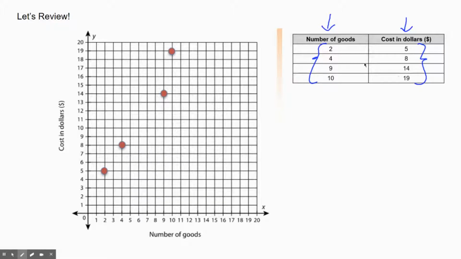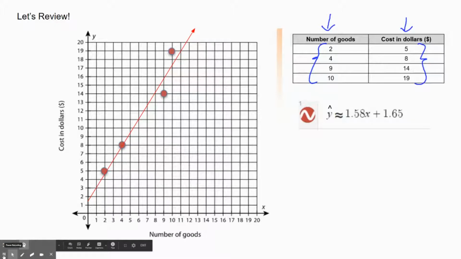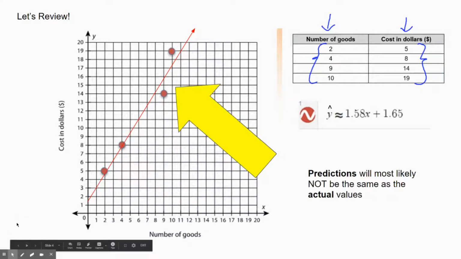The first thing you would do is try and make a scatter plot. As you can see to the left here, we have a scatter plot. Here are the 4 data points. The next thing we talked about is the line of best fit. It is a prediction model. It is the red line that I've just drawn on the graph here. And notice that not all the dots are going through it, because your predictions will most likely not be the same as the actual values.